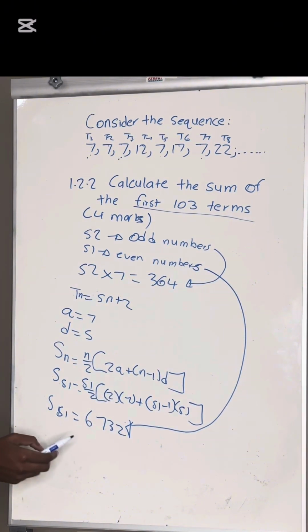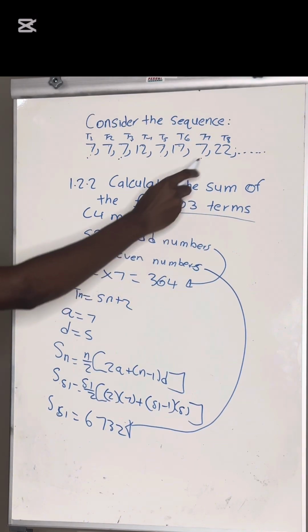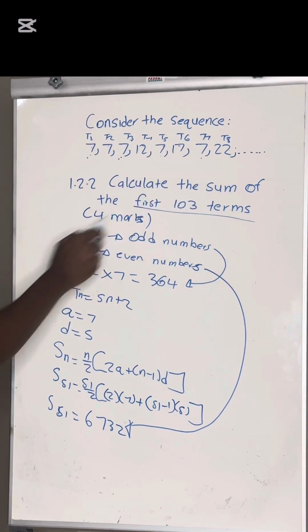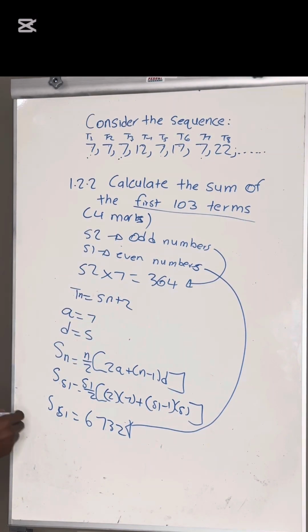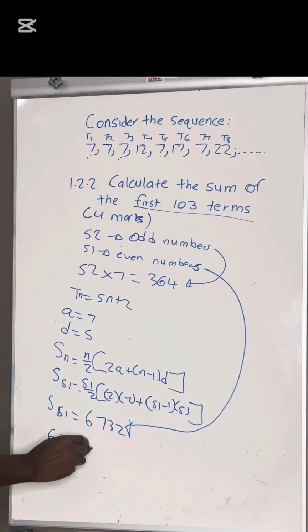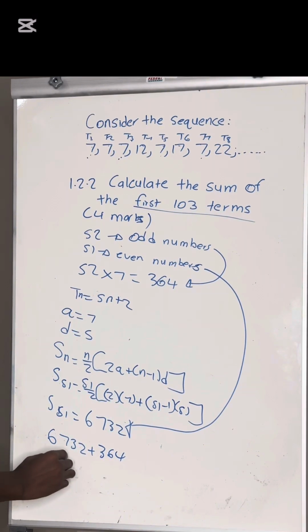But remember, we are looking for the sum of the first 103 terms of this entire sequence. We broke this down into two sequences. So what we can do from here is take this 6,732 and add it to the odd numbers, 364. Add it together and at the end, you should get 7,096. So that is the final answer.